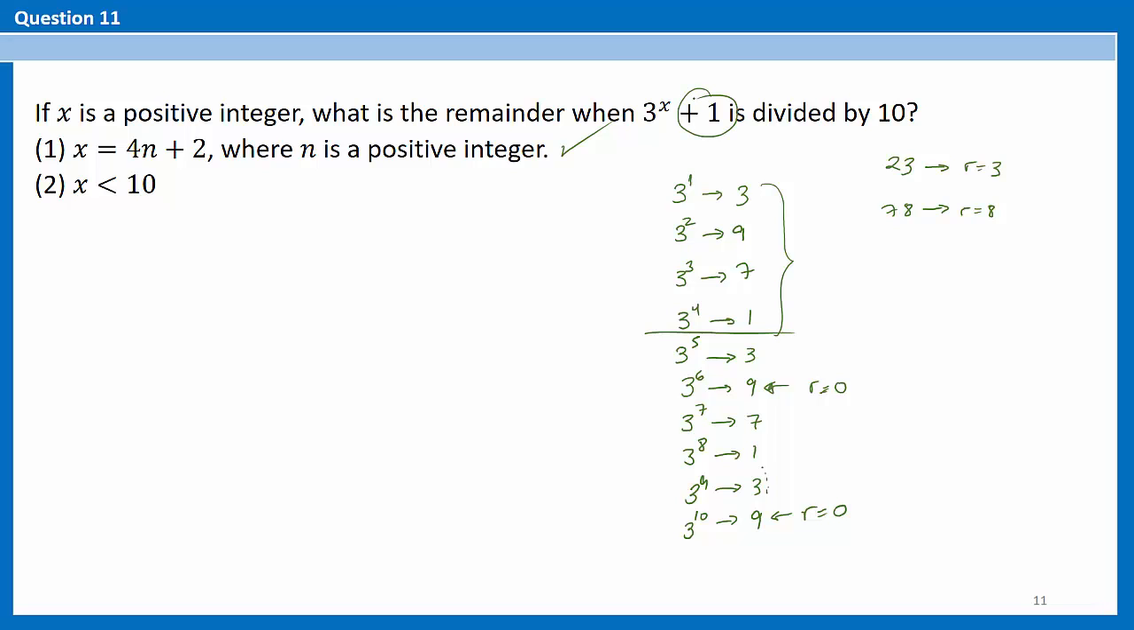Now, statement number 2 says that x is less than 10, but x less than 10 could give any one of these units digits. It could be 3, 9, 7, 1, and plus 1, it would be 4, 0, 8, or 2. So you have many answers for the question. Therefore, statement 1 alone is sufficient. That is A.